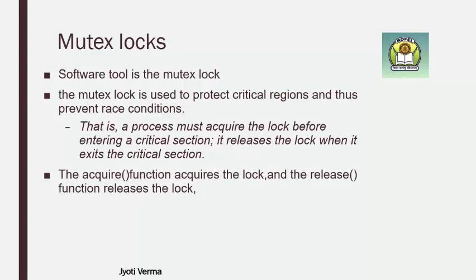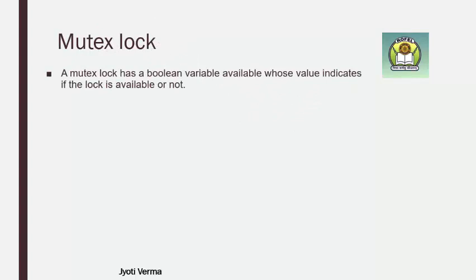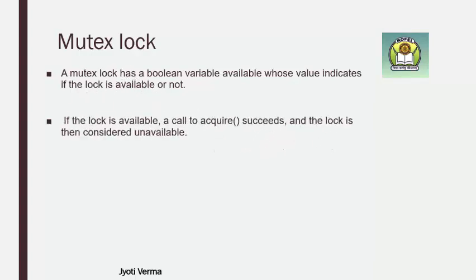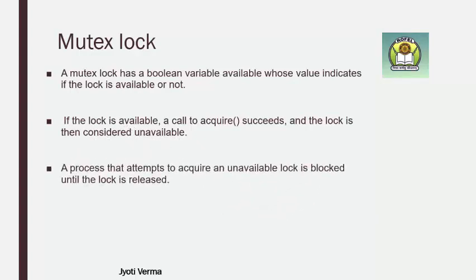How do mutex locks work? They work using two functions, acquire and release. When a process enters the critical section, it must acquire the lock, and while leaving the critical section, it must release the lock. A mutex has a Boolean variable whose value indicates if the lock is available or not. If the lock is available, a call to acquire succeeds, and the lock is then considered unavailable. A process that attempts to acquire an unavailable lock is blocked until the lock is released.